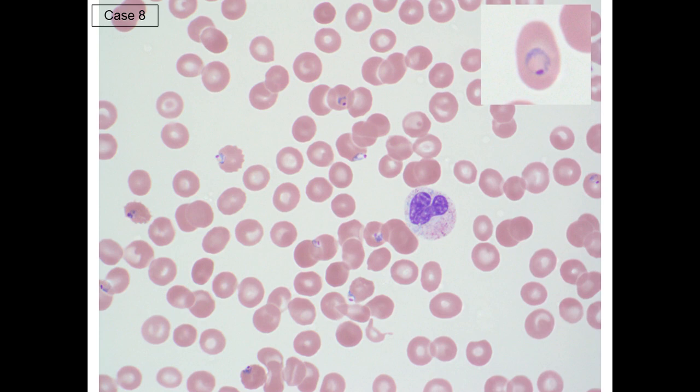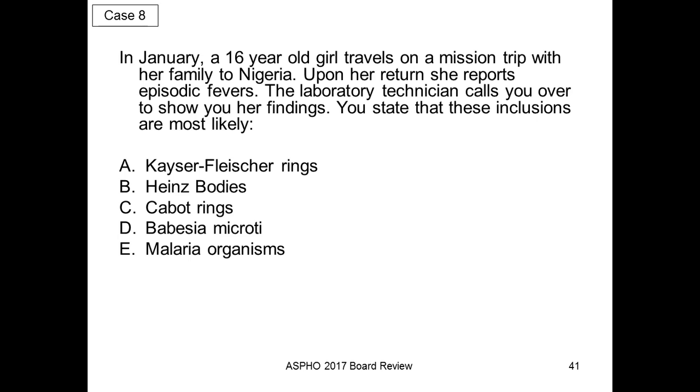Case number 8. Here we have a red blood cell shown on the inset. This is a 16-year-old girl who travels on a mission trip with her family to Nigeria. Upon her return, she reports episodic fevers, and the laboratory technician calls you over to show you her findings. You state that these inclusions are most likely Kaiser-Fleischer rings, Heinz bodies, Cabot rings, Babesia microti, or malaria organisms.